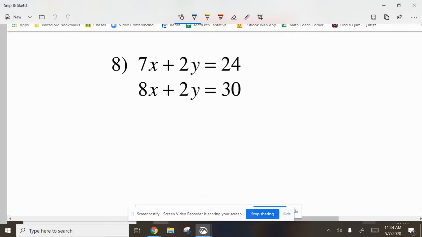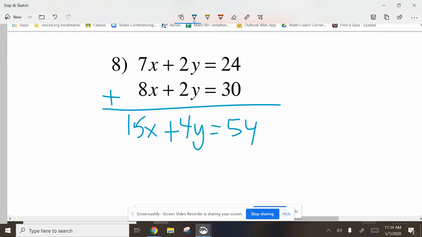Okay, so now when I look at a problem like this, I want your thinking cap to go on. If we're going to add these down, I would get, what, 15x and 4y and 54. If I was just to add those down, do I have a 0x or a 0y? So then this doesn't work. I have to change the problem a little bit.